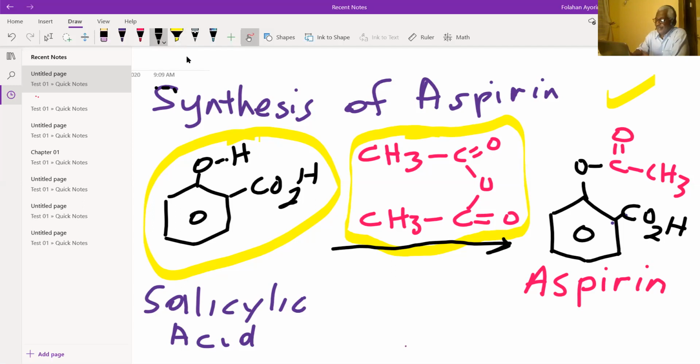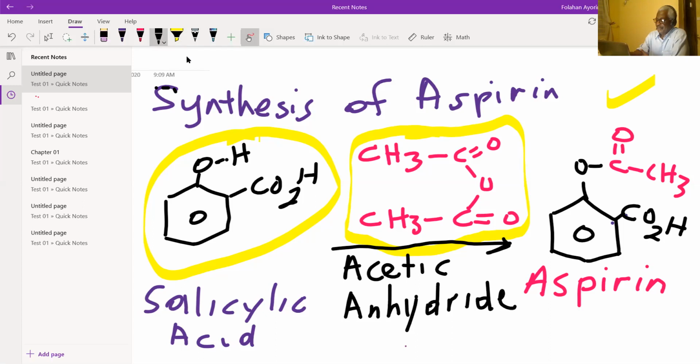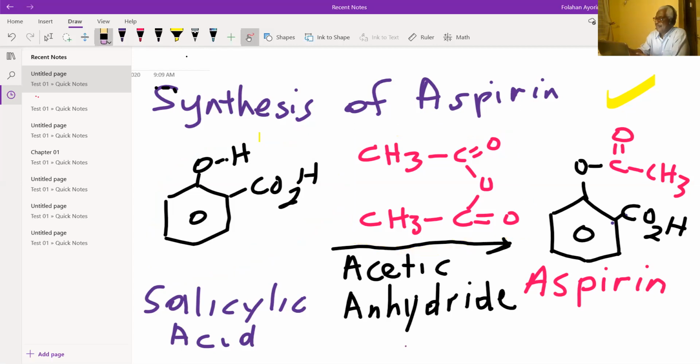This molecule here is called acetic anhydride. So we are taking a molecule of salicylic acid reacting with a molecule of acetic anhydride. And what do we get? We get the desired product of aspirin, which is right here.